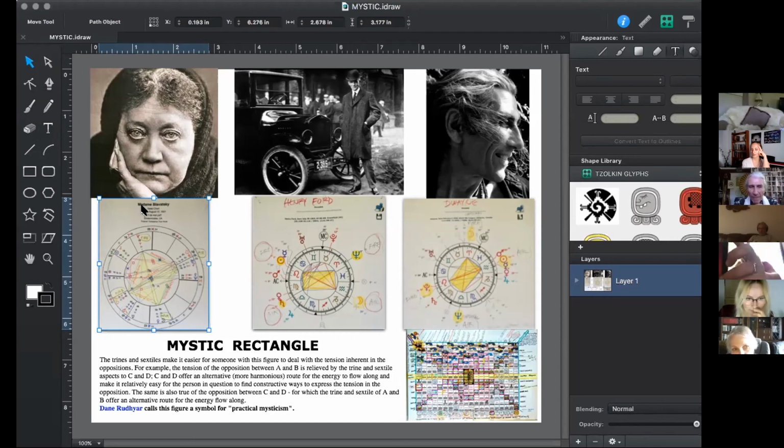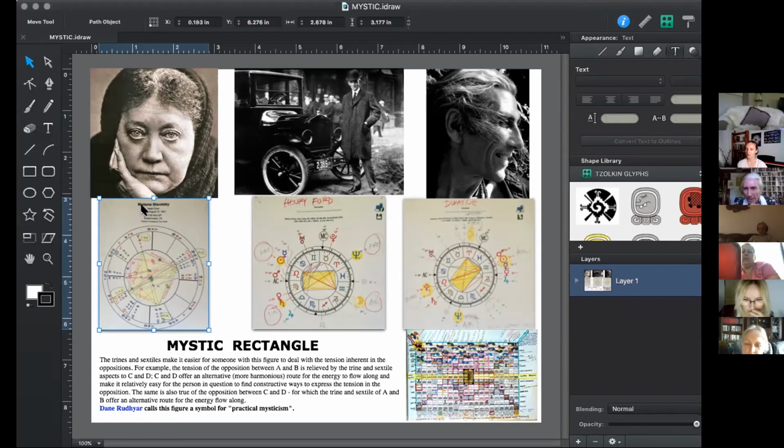So I know Madame Blavatsky founded the Theosophical Society, which is still ongoing, and that was more than 100 years ago. Henry Ford, of course, transformed the planet through the invention of the automobile. So I have to scratch my head. So what am I about? I've got one of these mystic rectangles. Where does that come in my life?